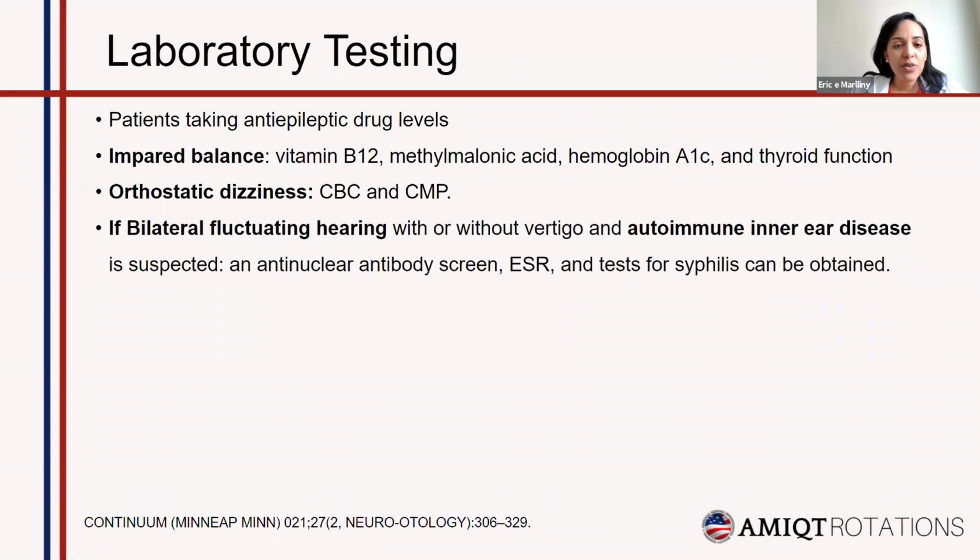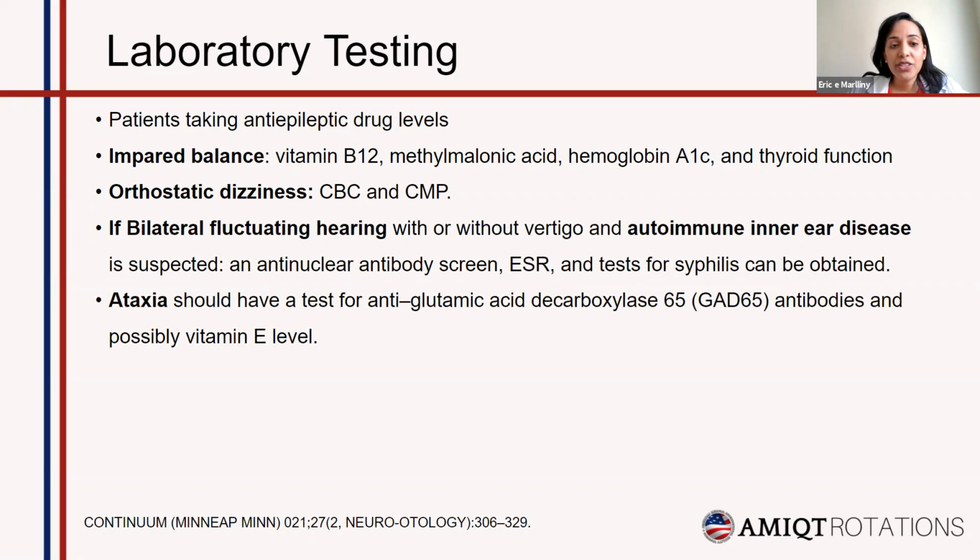If he has bilateral fluctuating hearing, or you suspect that he has autoimmune inner ear disease, make sure you order the antinuclear antibody screen, ESR, and test for syphilis. If the patient has ataxia, you should also check for GAD65 antibodies and possibly a vitamin E level.